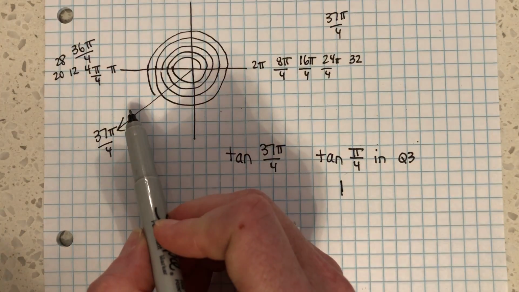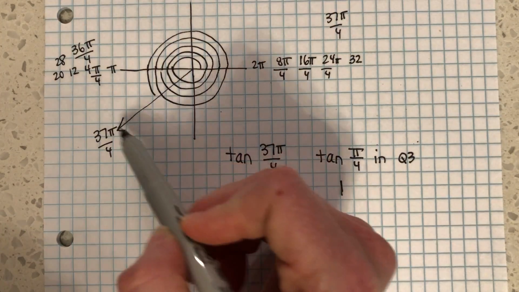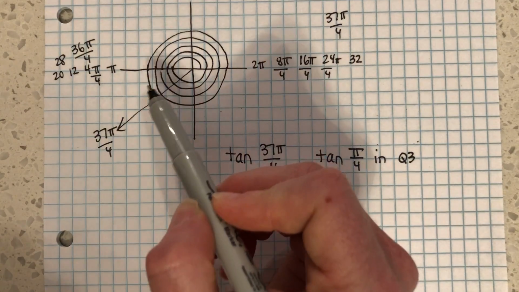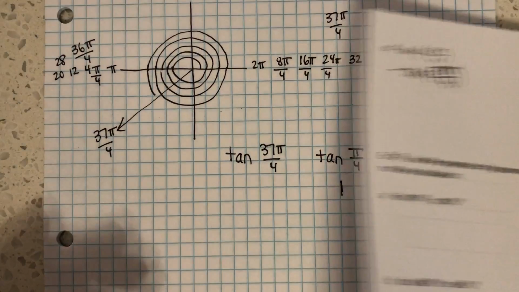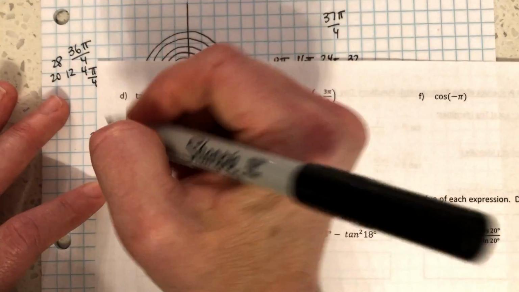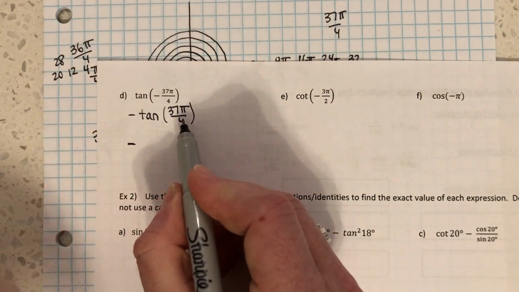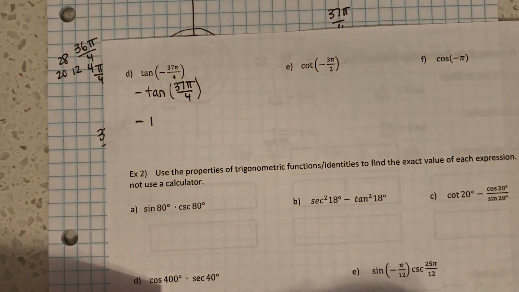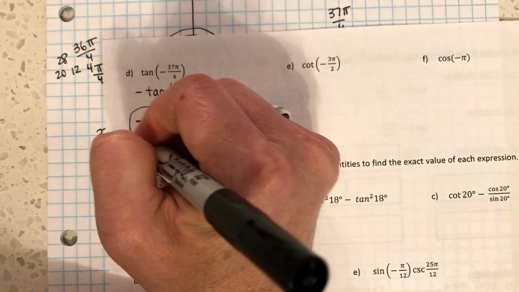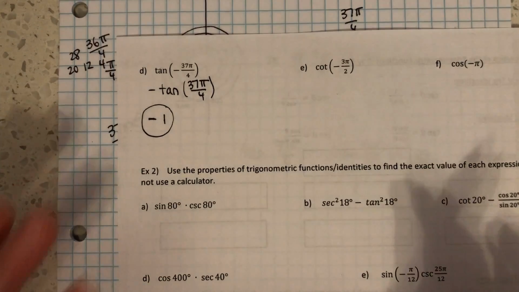And if you landed in quadrant 3, all students take. The tangent of any angle that lands in quadrant 3 is a positive ratio. So that's positive 1. So if I go back here, the tangent of 37 pi over 4 is 1, which means your answer is the opposite of that. It's negative 1. Okay? All right, what about this one?